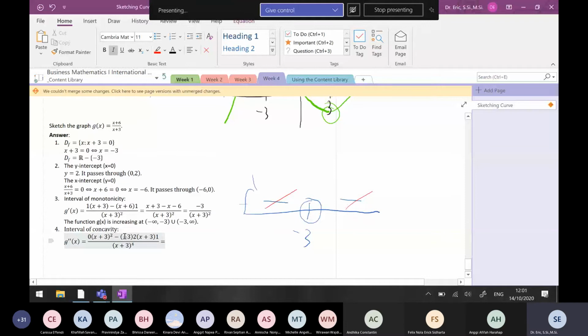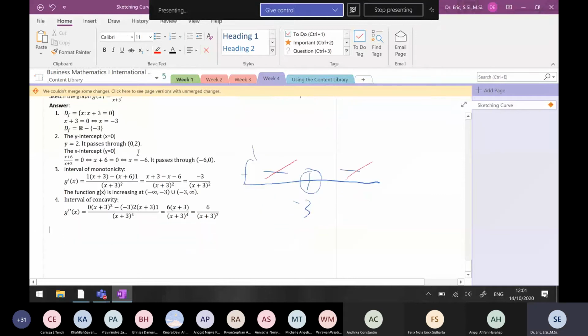The sign: minus, minus, plus. So you will have plus 6 times (x plus 3) divided by (x plus 3) to the power 4. And this cancels out. Why? Because x plus 3 is not 0, it is not in the domain. So you have 6 divided by (x plus 3) cubed.